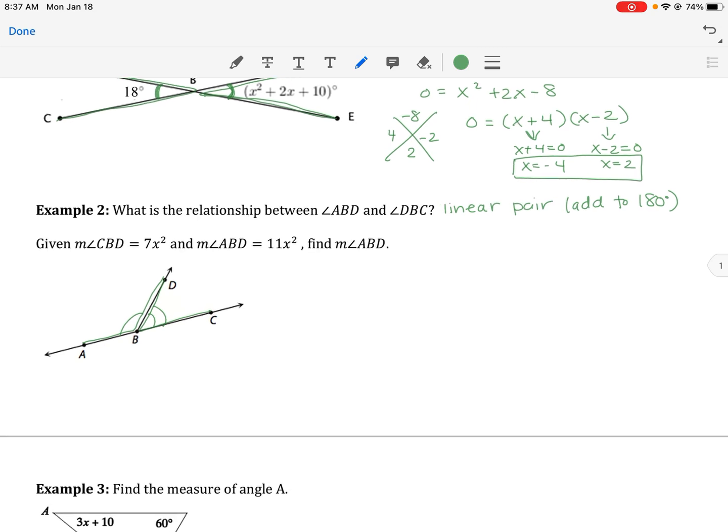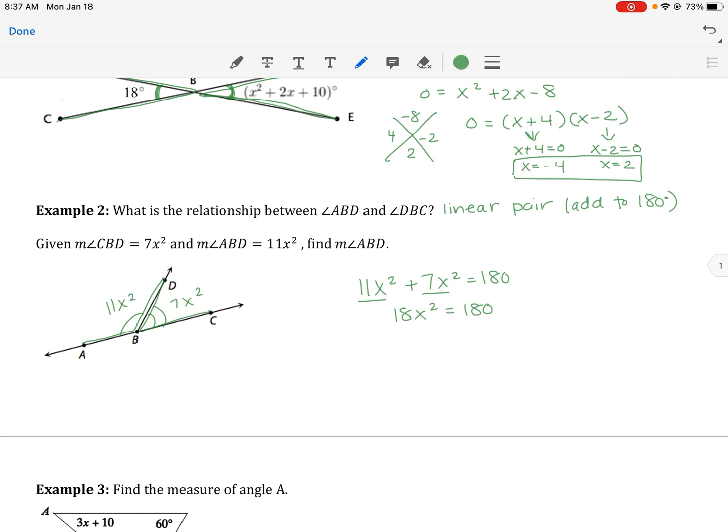Okay, so if I label CBD as 7x squared and ABD as 11x squared, it's saying 11x squared plus 7x squared equals 180. If we combine our like terms, we get 18x squared equals 180. There's a couple different ways you could solve this, but I'm going to go for the square root because there's just an x squared term. So I'm going to divide both sides by 18. x squared equals 100. Take the square root of both sides. x equals positive or negative 10.